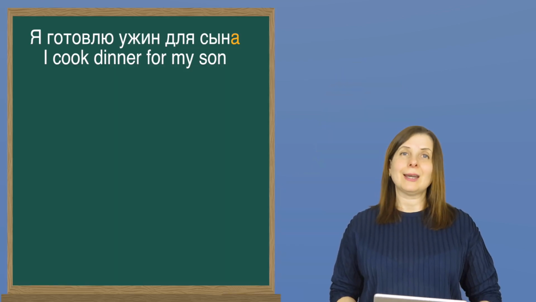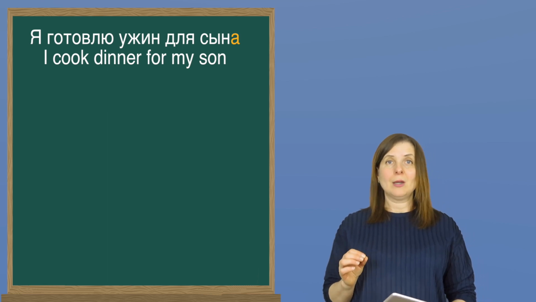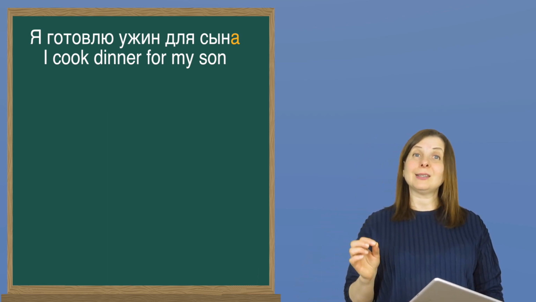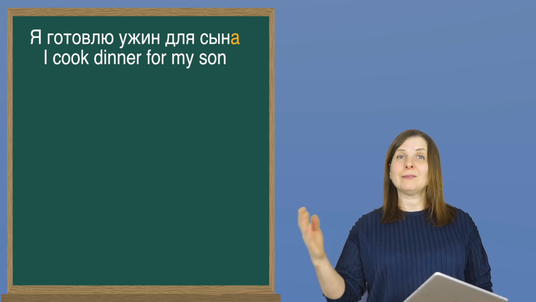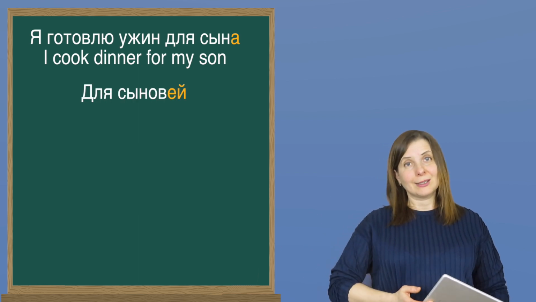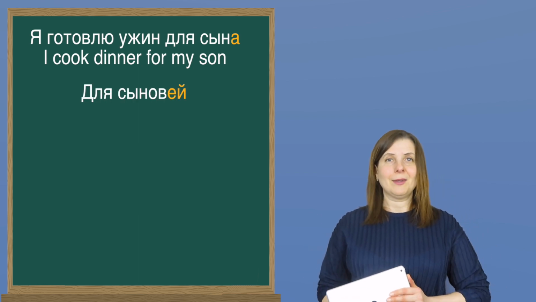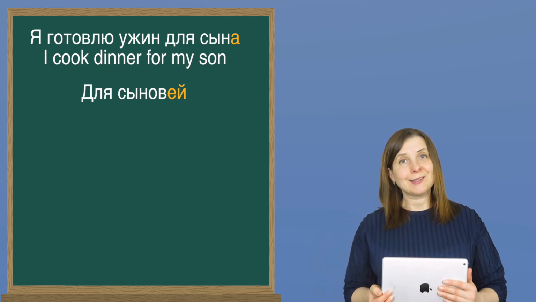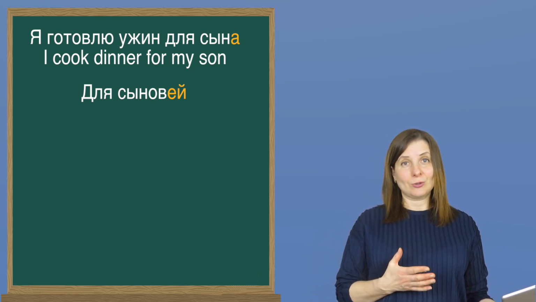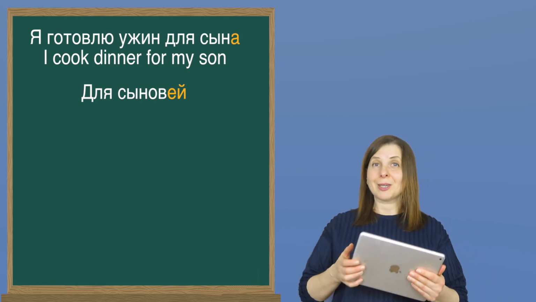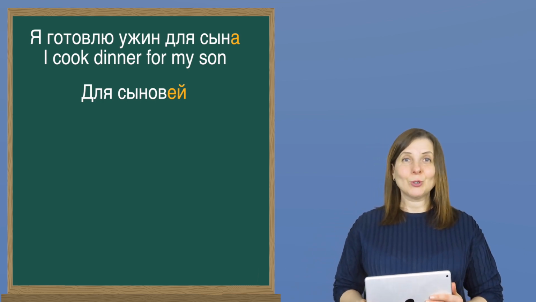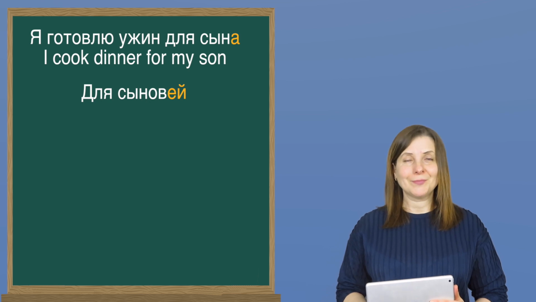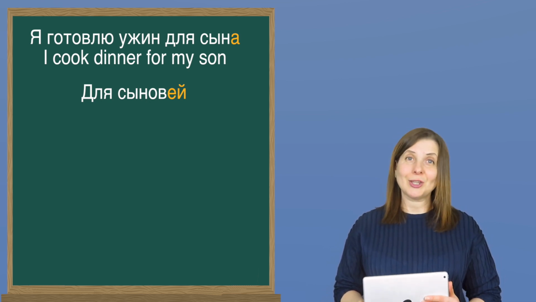And now, again, examples for this situation. Я готовлю ужин для сына. I make dinner for my son. For son, для сына. If for sons, для сыновей. Я готовлю ужин для сына. Я готовлю ужин для сыновей. If I have a daughter, how would I say I make dinner for my daughter or for daughters? Maybe you can try. Я готовлю ужин для дочери, and in plural, для дочерей.